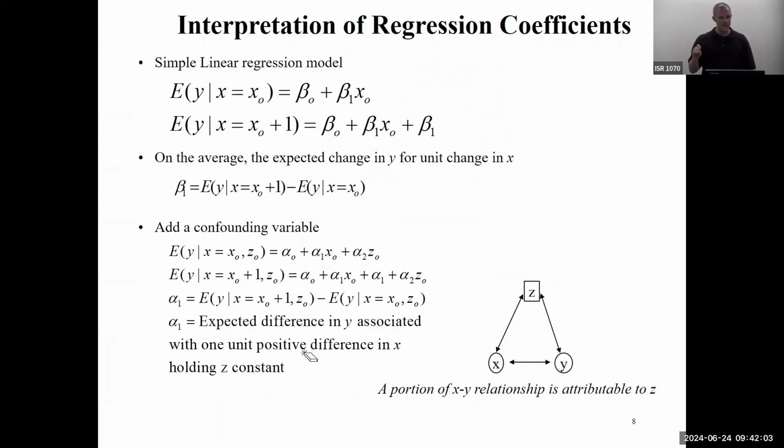Now, if we look at the second regression function and we increase x by 1 unit, now we have that additional alpha 1 term in the regression function, but we still have alpha 2 times z naught. Again, if we subtract the smaller regression function from the larger one, what we're left with is alpha 1. The key thing to notice is that we kept that confounding variable z held to a constant value when making this interpretation. So we would say that alpha 1 is the expected difference in y that's associated with a 1 unit change in x with that other confounding variable z held constant.